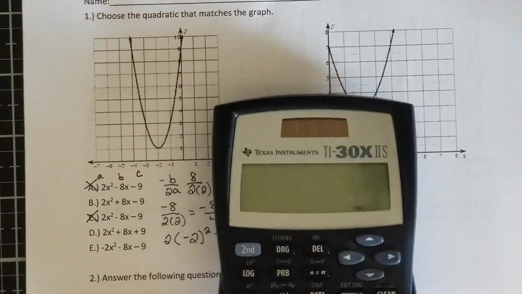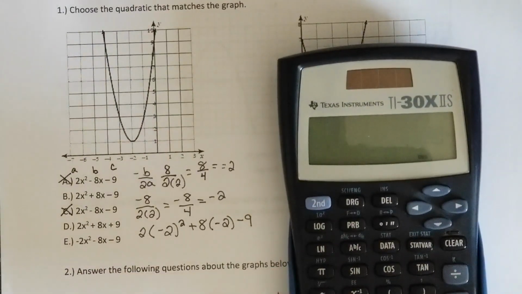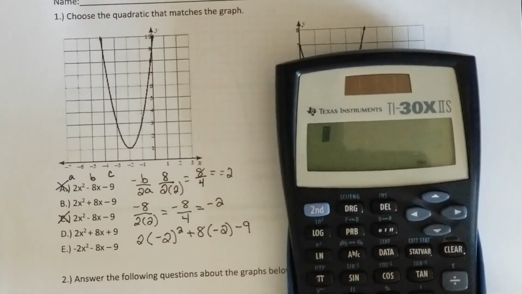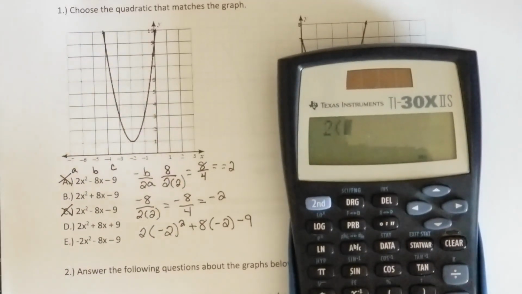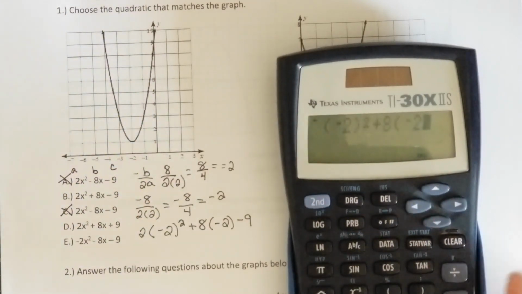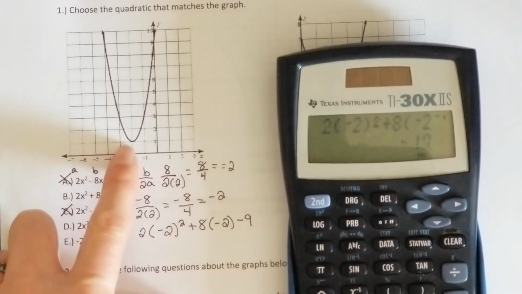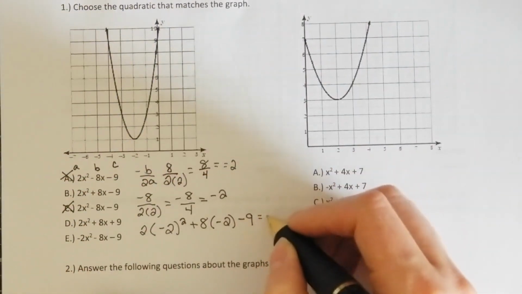Now you do not get a scientific calculator like this. Yours is on the computer screen, but you do still get a calculator nonetheless. It just is not this kind of a calculator. Okay, that would be 2 times negative 2 squared plus 8 times negative 2 minus 9. So I get negative 17. So if I look here, I should be getting 1. So B is not my answer choice.